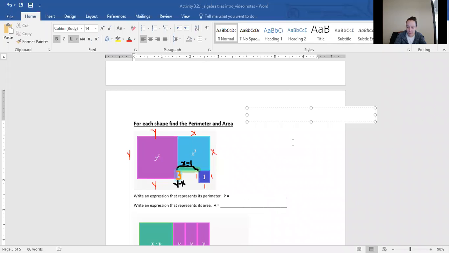Well, our perimeter, and I'm going to type it out. Our perimeter is y plus y plus y, 1, 2, 3. Okay, and then I have plus x plus x plus x plus x. I'm going around the shape, and then I have plus 1 plus 1 plus 1 plus 1 plus 1 plus 1. Then I have this plus x minus 1, and then I have this plus y minus x.